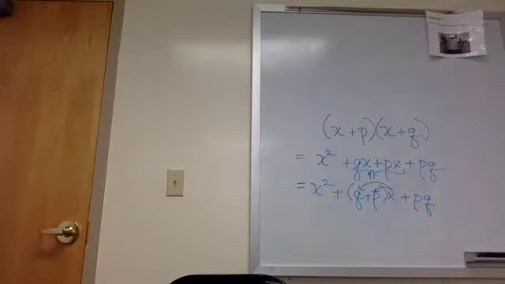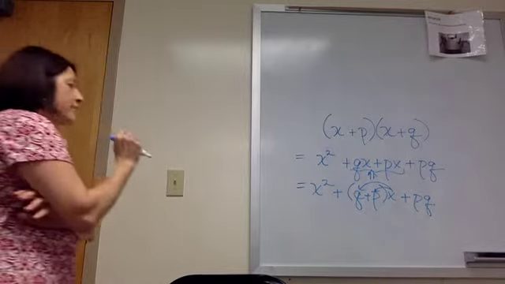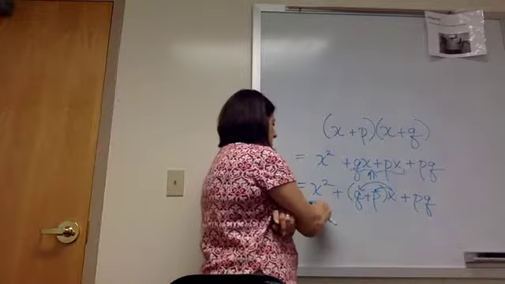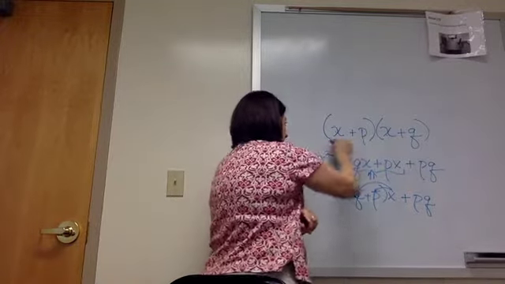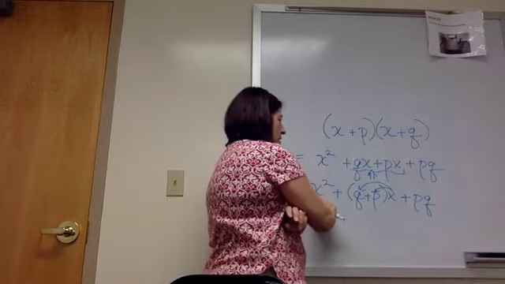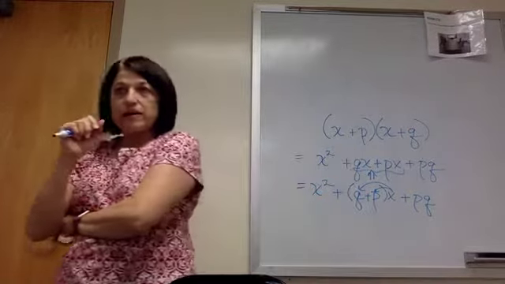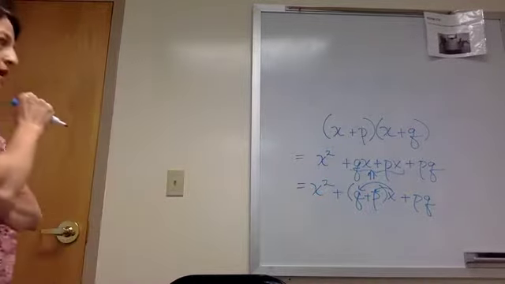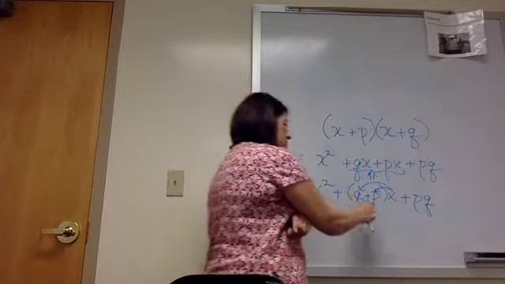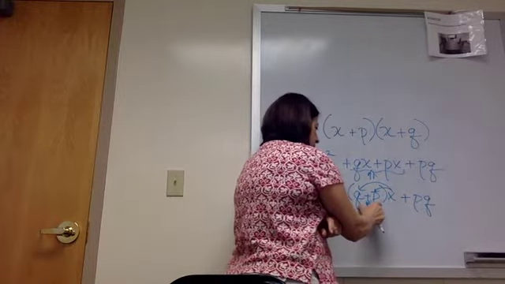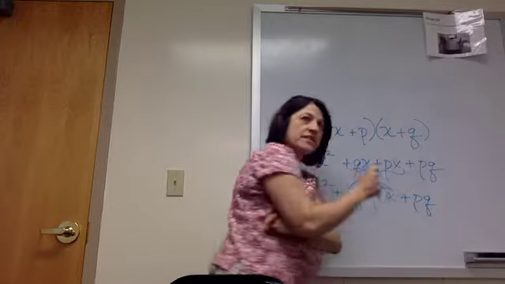All right, so when you are FOILing, let's look at the pattern here. The first term is this squared, so the first term is usually going to be the square of the first thing. The middle term is going to be the sum of the factors of this.